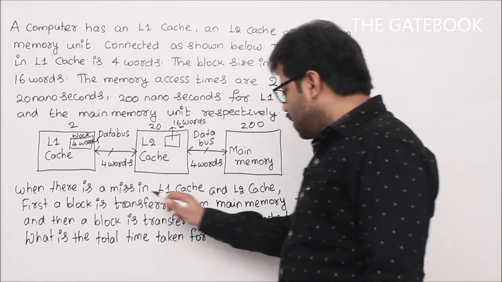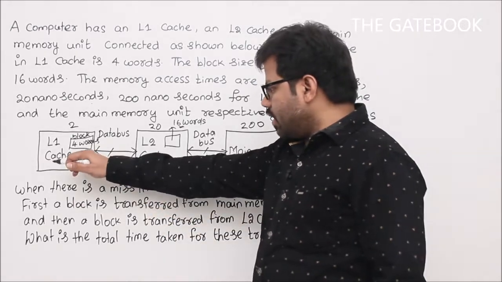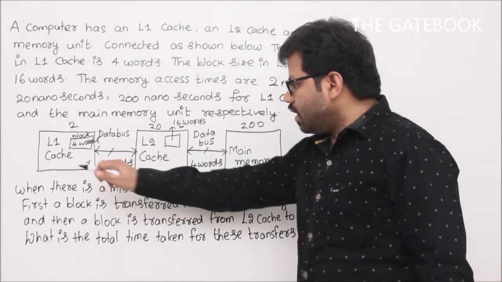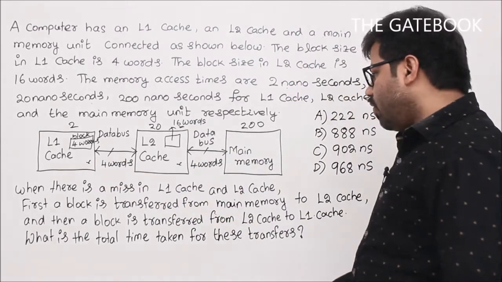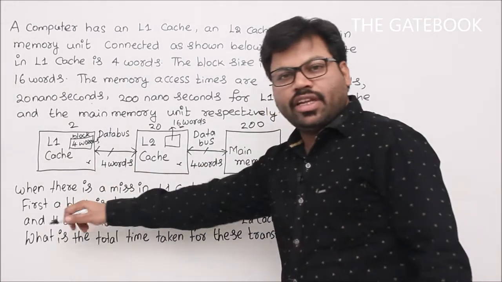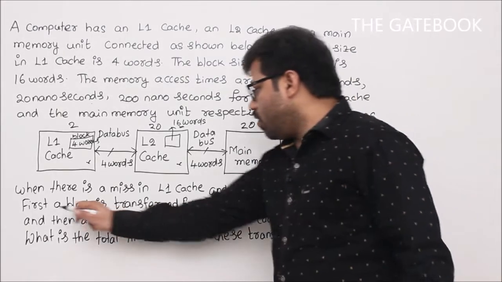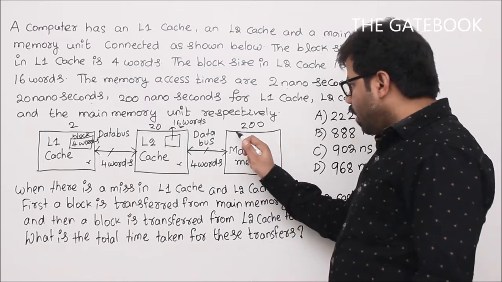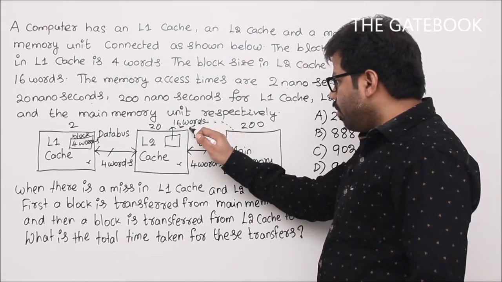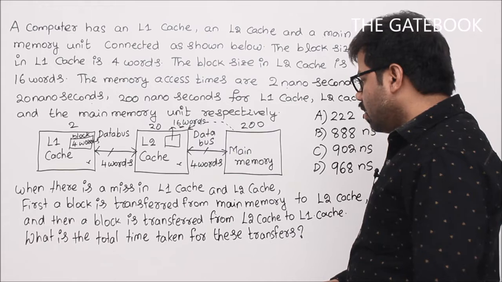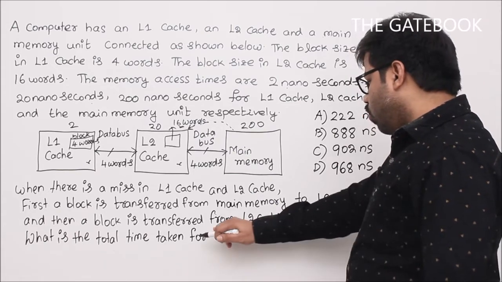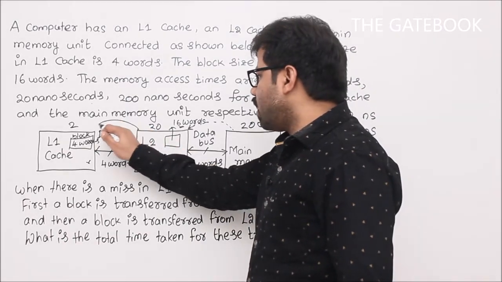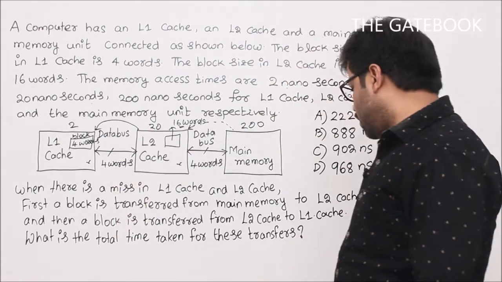Now when there is a miss in L1 cache and L2 cache, that means there is a miss here and here, then what are we doing? He is clearly explaining what to do. Follow it. First, a block is transferred from main memory to L2 cache. Then after that, one block is transferred from L2 cache to L1 cache.